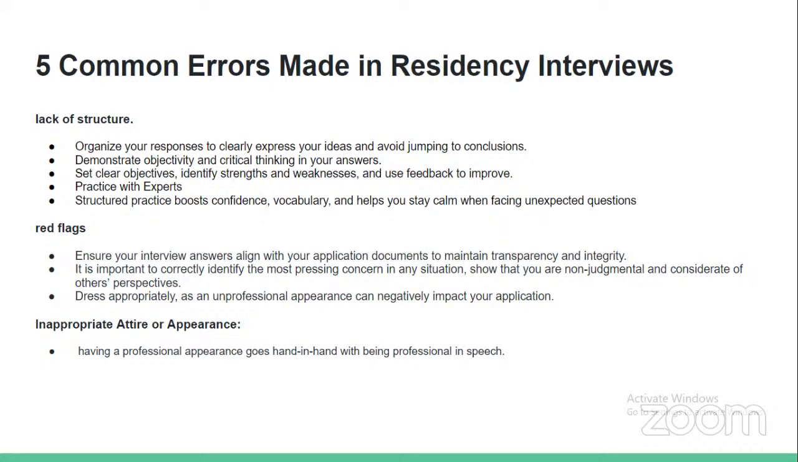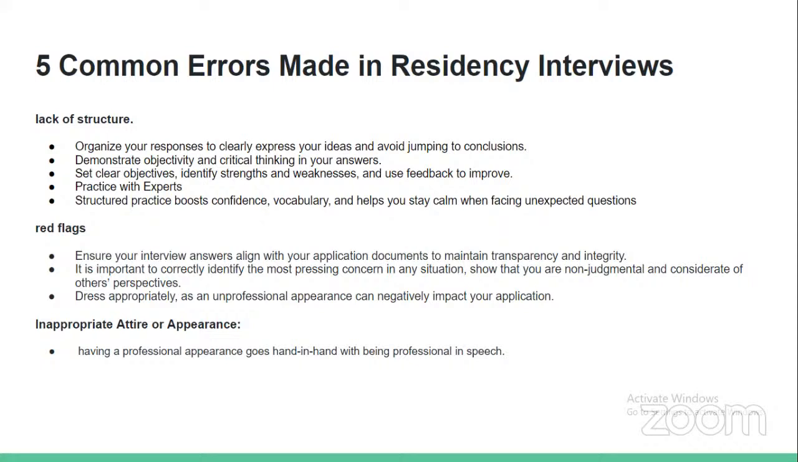Also avoid red flags. Ensure your interview answers align with your application documents. Some interviews will only be about your application, so you have to read your application well and align your answers in the interview with what you have written in your application. It is important to correctly identify the most pressing concern when you are faced with situational questions, or what we call behavioral questions. You have to show that you are non-judgmental and considerate of other perspectives.